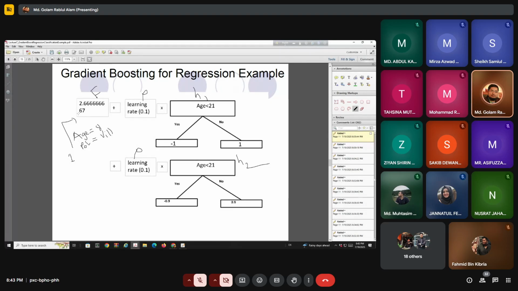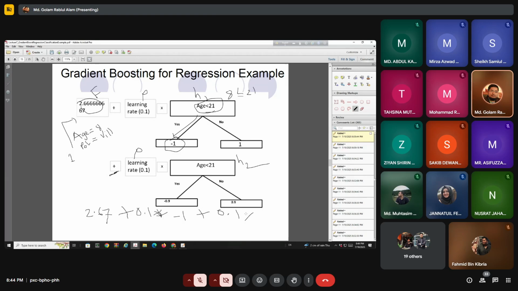Okay. And if we pass this one here, then we can see at first the F is our 2.67 plus the learning rate is 0.1 times. Then if we pass this instance here, then is 8 less than or equal to 21? Is it true? Yes, true. That means negative 1, 1 times negative 1 plus this plus, then again learning rate is 0.1.